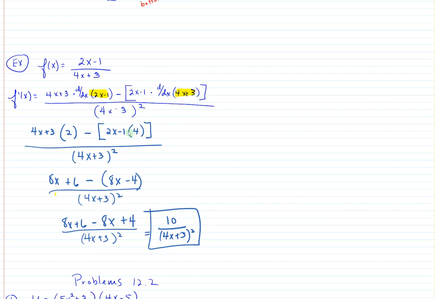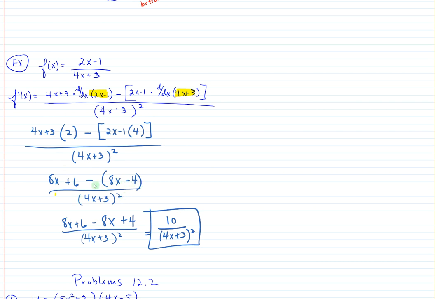In this line, all we're doing is taking those two yellow derivatives. This one is 2, this one is 4. So that's what's there and here. All right, so we've done that in that line. Then we do the multiplying. So we've got 8x plus 6 minus 8x minus 4 all over that squared.